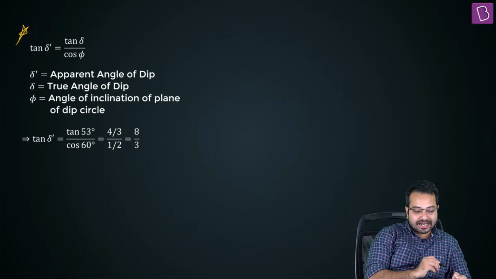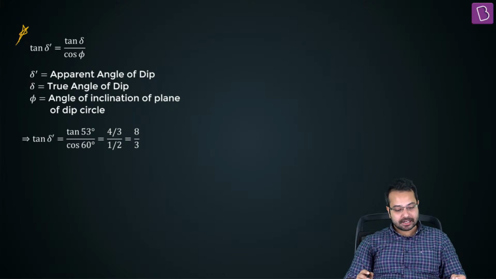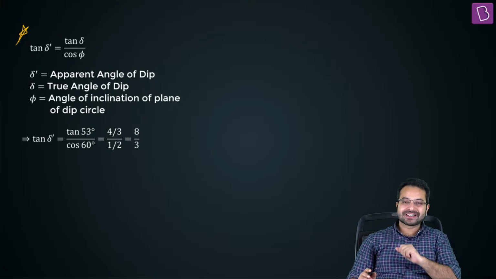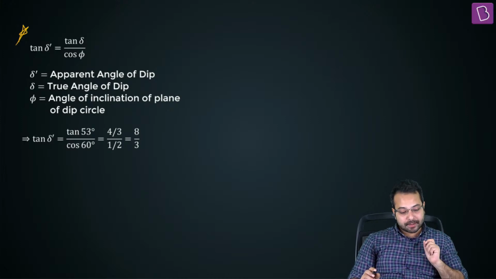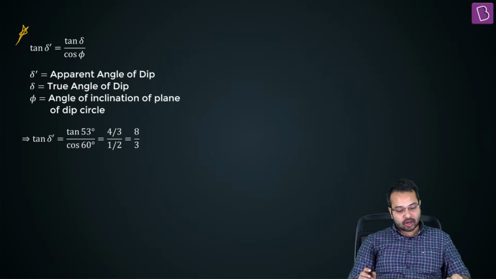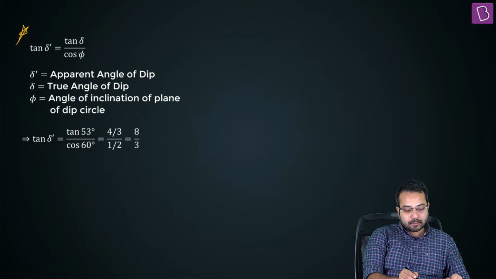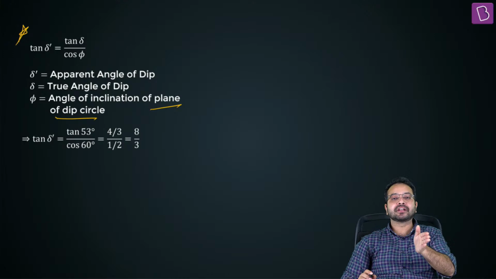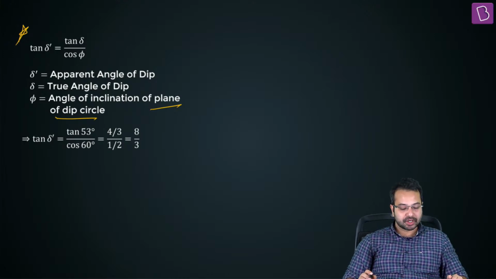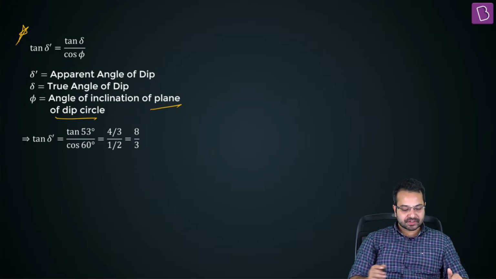So tan delta prime is equal to tan delta upon cos phi. What is delta prime? It is the apparent dip. What is delta? It is the true dip. And phi is the angle of inclination between the plane of the dip circle and the angle it is making with the magnetic meridian. So all we need to do is do the substitution.